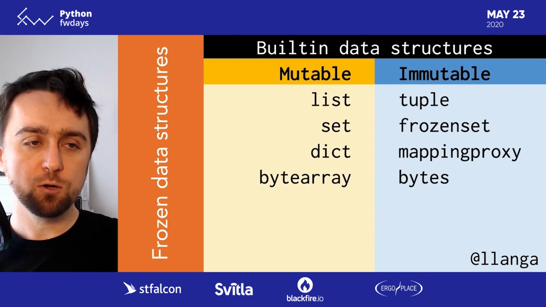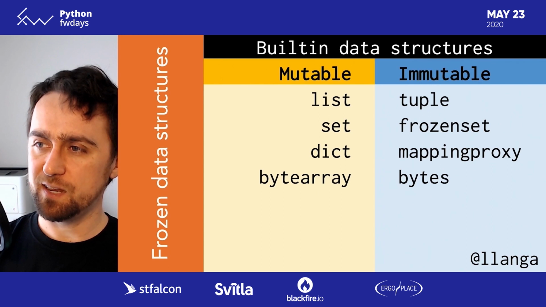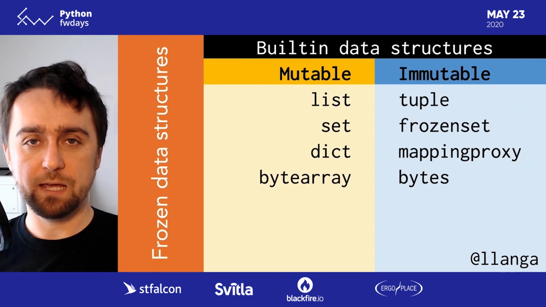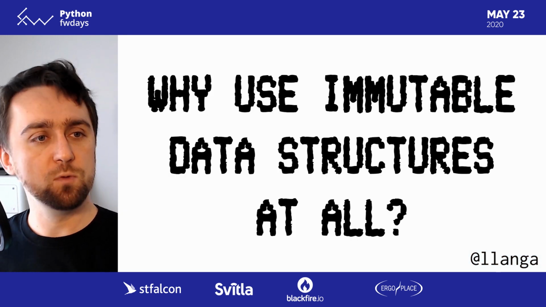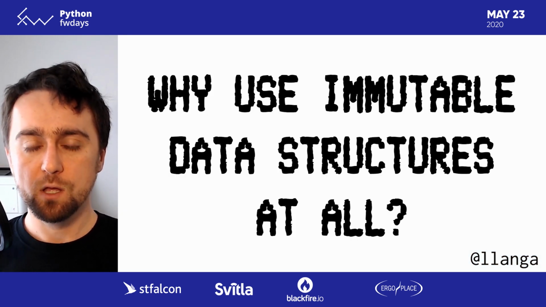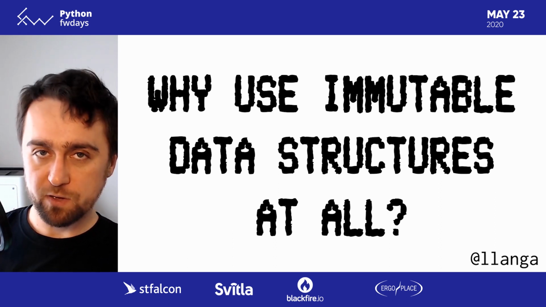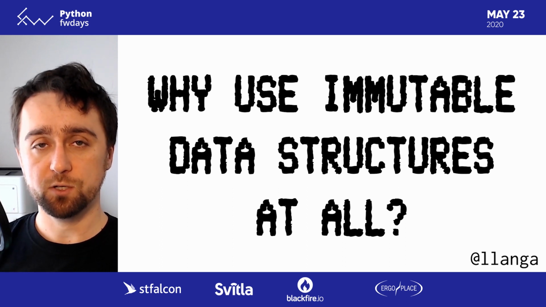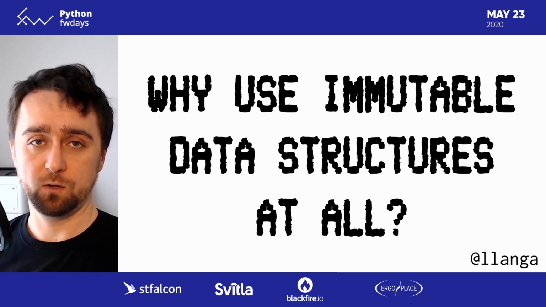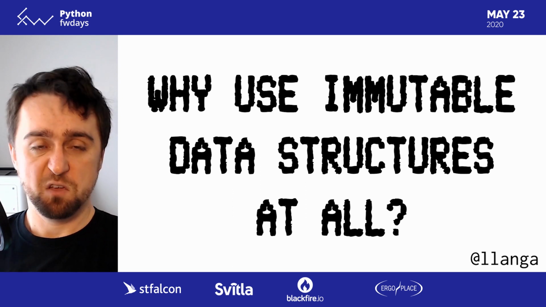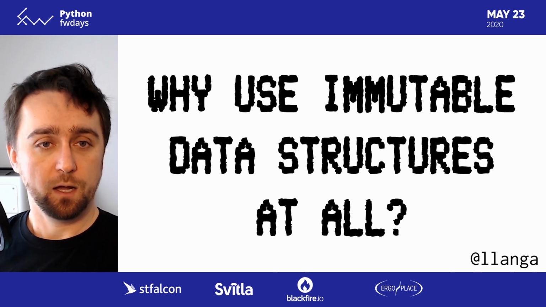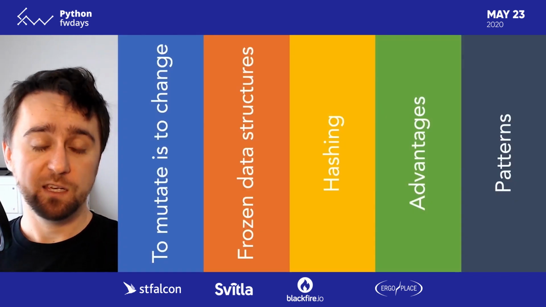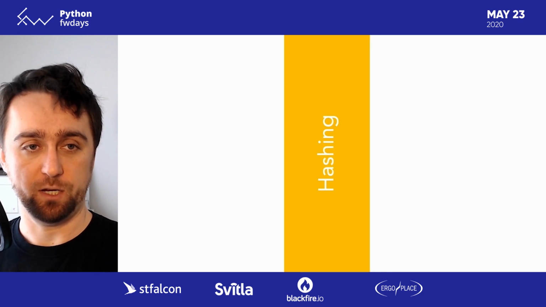But now, looking at this complicated graph here, you see that there's a table of a bunch of types, but why use immutable data structures at all? Aren't they just limited, maybe even crippled versions of the regular mutable data structures? Aren't they just limited in what we can do? They just have fewer methods, don't they? Well, we'll see about that. And in fact, it all comes down to hashing.